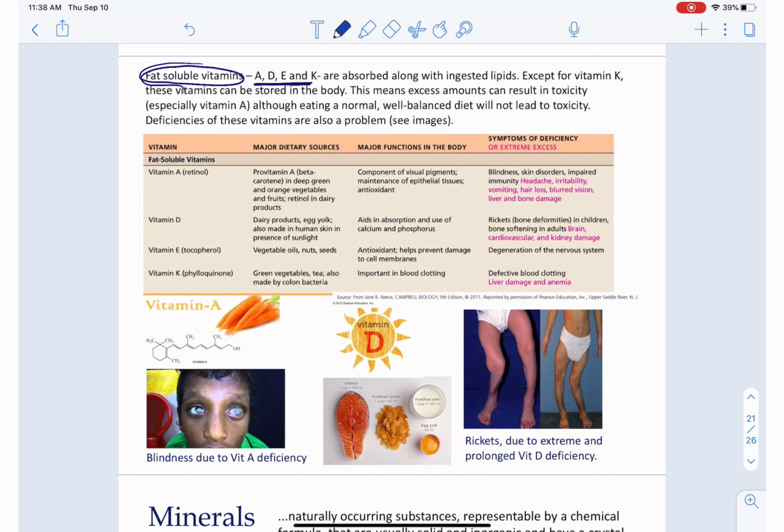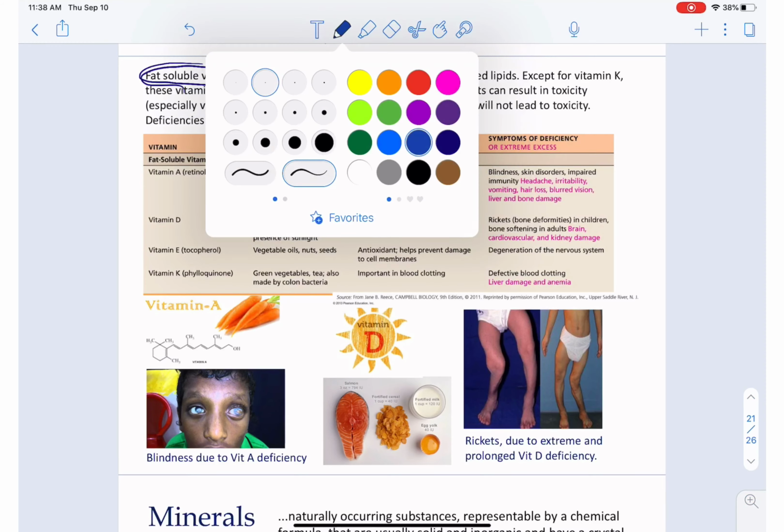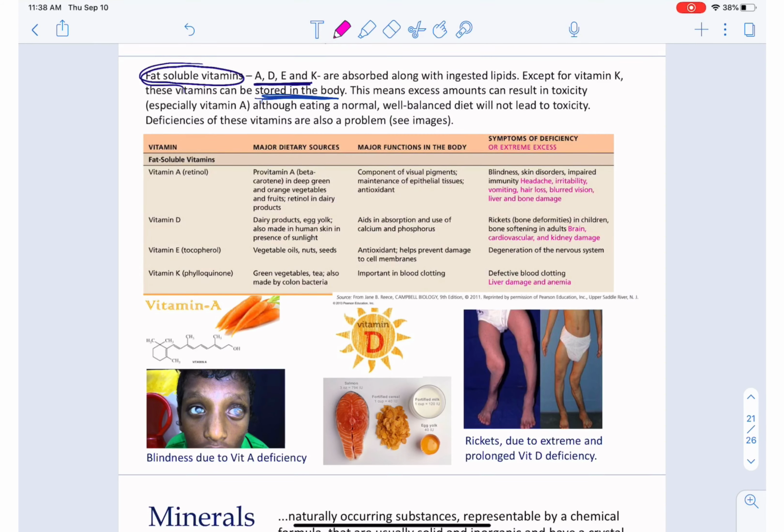Now, because these vitamins are fat-soluble, that means that they can be stored in the body. Okay, they can be stored in the fat of the body, which is good because we can save some for later. But it also means that excess amounts can result in toxicity. And this shows some of the potential repercussions of having excess amounts of each of these vitamins stored in the body. But if you eat a normal, well-balanced diet, then you shouldn't have to worry about having toxicity.